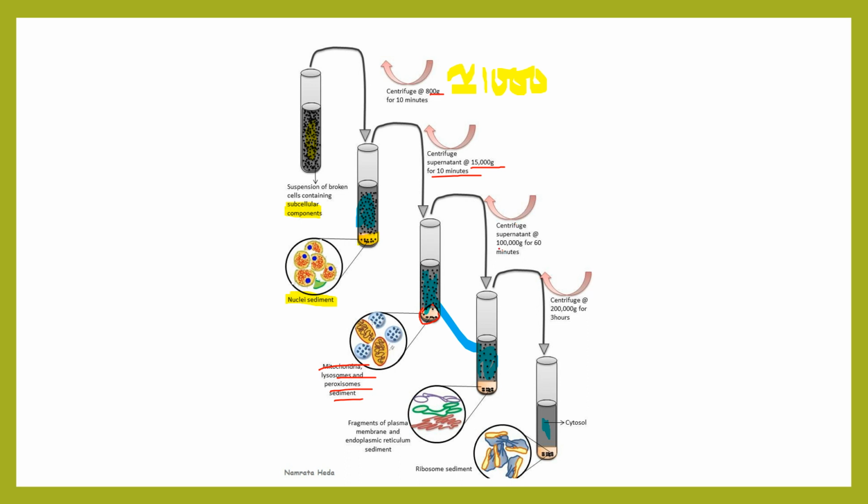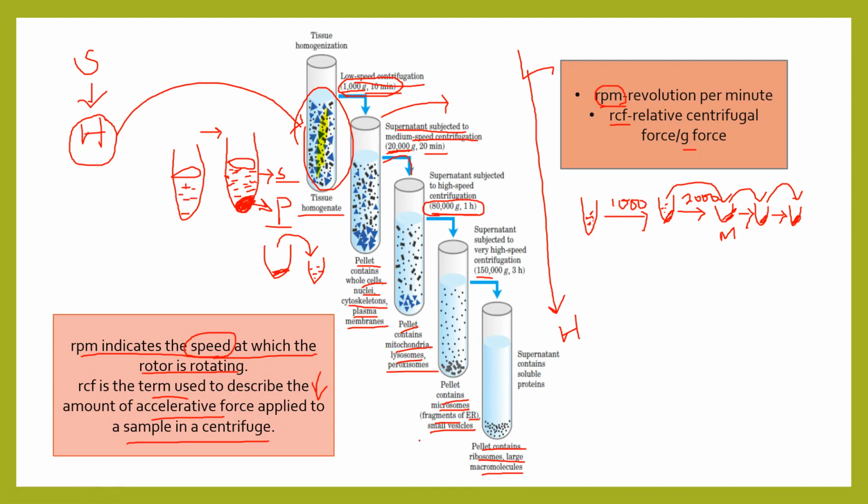Then we have applied 100,000 G, 1 lakh G, for 60 minutes. There we have got the fragments of plasma membrane and endoplasmic reticulum sediment. Here this is the pellet. Then we centrifuge at 200,000 G, that is 2 lakh G, for 3 hours. Lastly we have got the ribosome sediment, and ribosomes are large macromolecules.